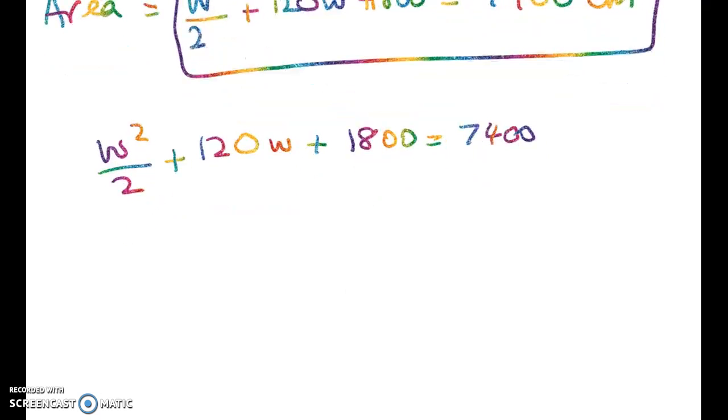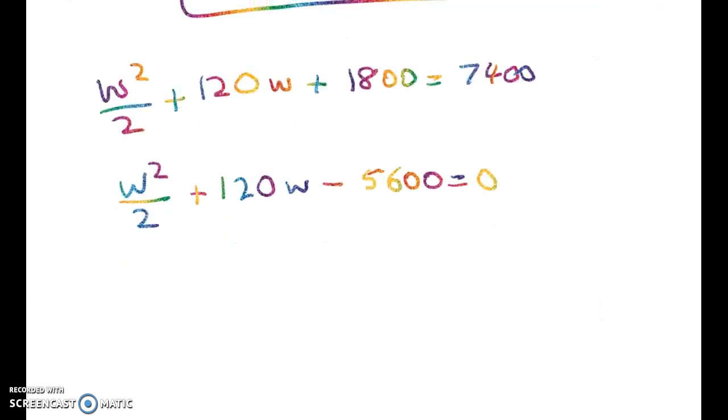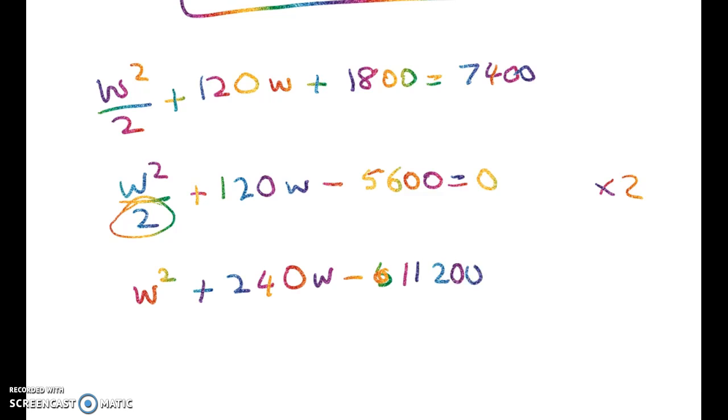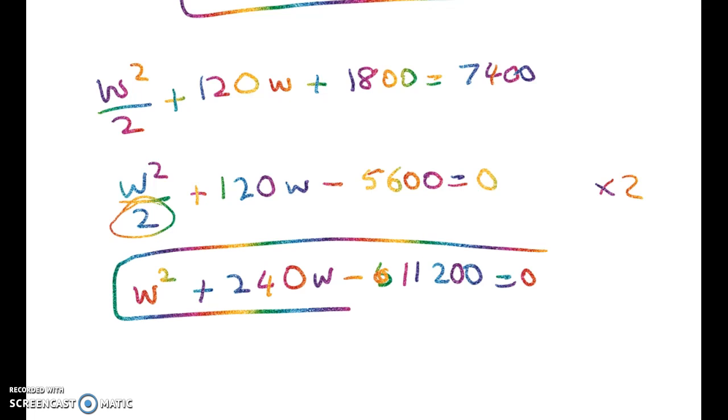That's my starting point. We know to solve a quadratic, we like to start off by having the left-hand side equal to 0. So subtracting 7,400 gives me minus 5,600. And now I'm going to multiply both sides through by 2 to make life easier. I don't really like this divided by 2 here. So we get w squared plus 240w minus, what do we have here? 11,200 is equal to 0. So this is my quadratic.